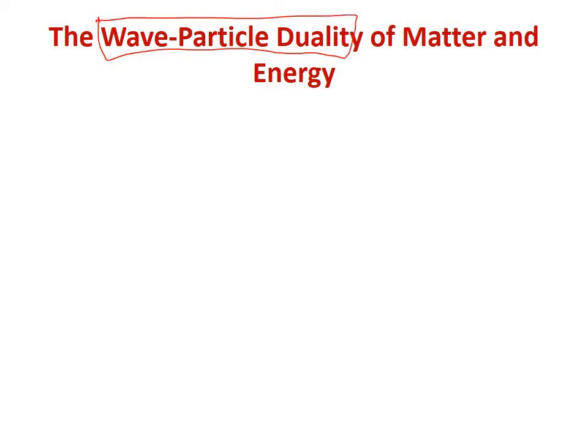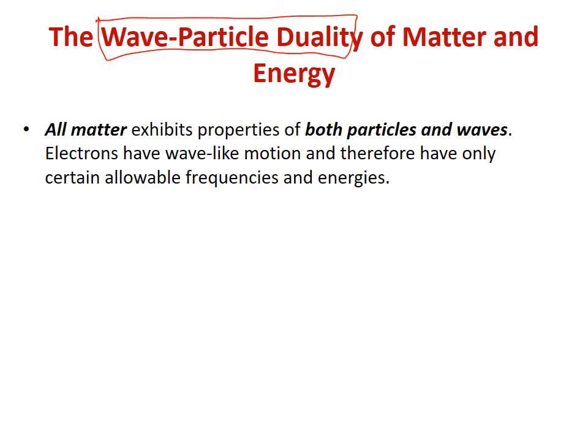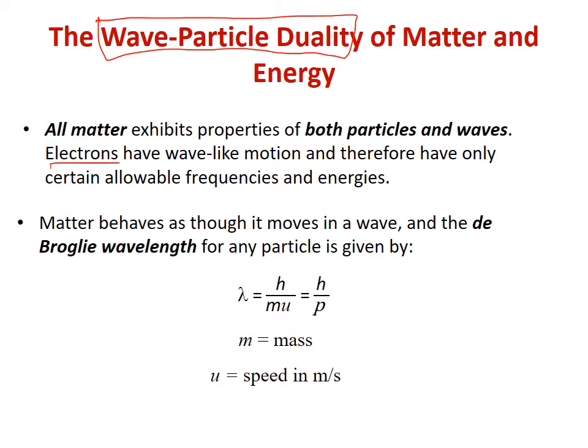A French physicist, de Broglie, proposed that all matter, not just light, all matter exhibits properties of both particle and wave. And electrons are believed to be particles, but the electrons also behave as waves, and therefore have only certain allowed frequencies and energies. De Broglie further derived a mathematical equation to calculate the wavelength of any particle.